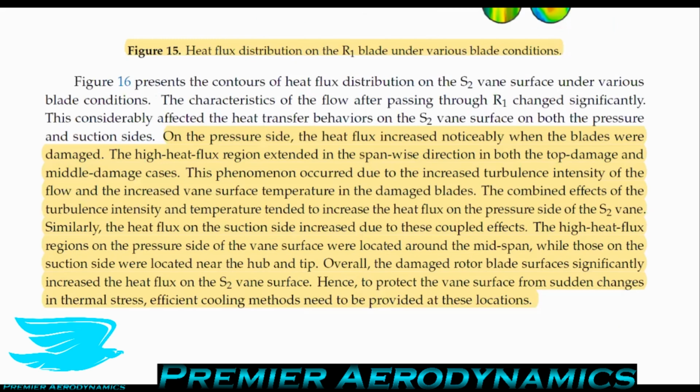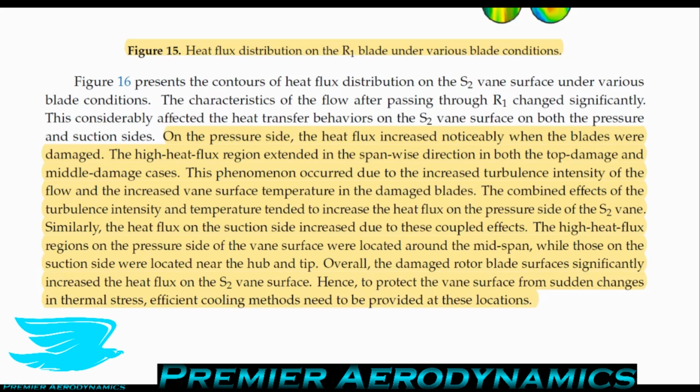So on the pressure side, the heat flux increased noticeably when the blades were damaged. The high heat flux region extended in the spanwise direction in both the top damage and middle damage cases. This phenomenon occurred due to the increased turbulence intensity of the flow and the increased vane surface temperature in the damaged blades. The combined effects of the turbulence intensity and temperature tended to increase the heat flux on the pressure side of the stator blade. Similarly, the heat flux on the suction side increased due to these coupled effects.